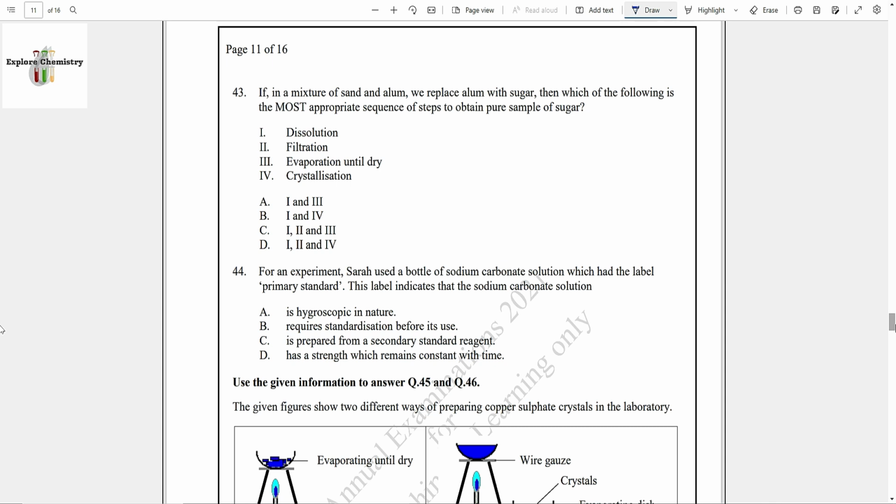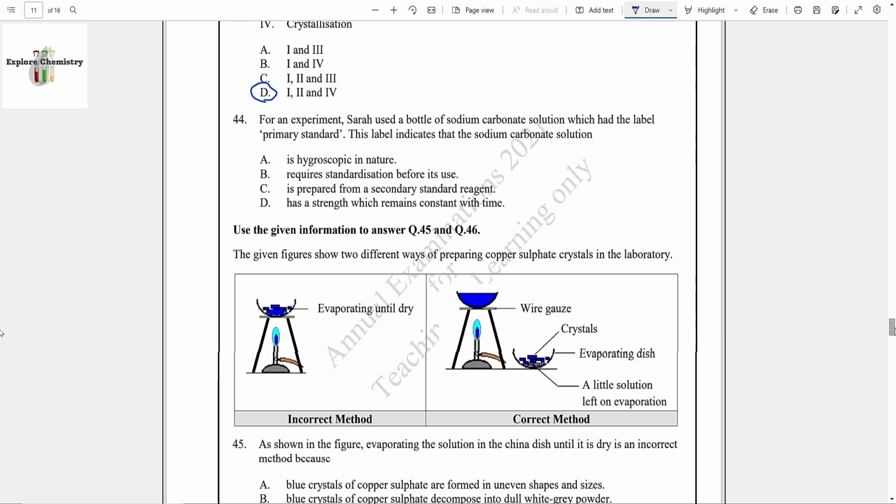Alum is also soluble in water, sugar is also soluble in water. Then which of the following is the most appropriate sequence of steps to obtain a pure sample of sugar? So there will be no difference in the steps. First of all, you will dissolve this mixture, then filter the mixture, then crystallize the mixture. Do not evaporate until dryness, then you will not obtain pure crystals of sugar. So 1, 2 and 4, option D is the answer.